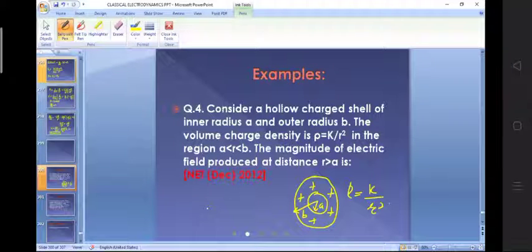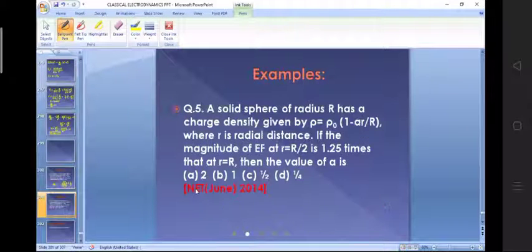Okay, great. Now look, example number 5. Let's do example number 5. It's asked in NET June 2014. So let's work it out. Pay attention here carefully. Okay, so concentrate here.